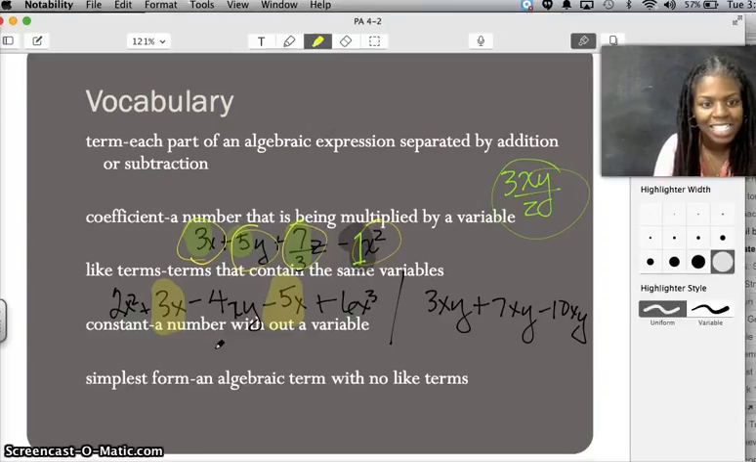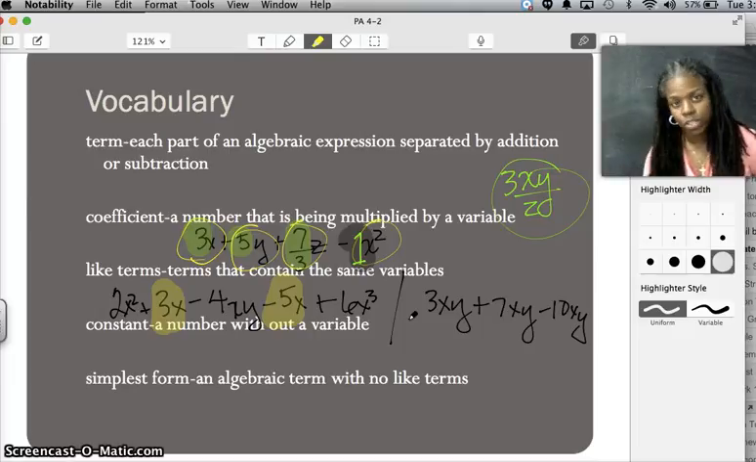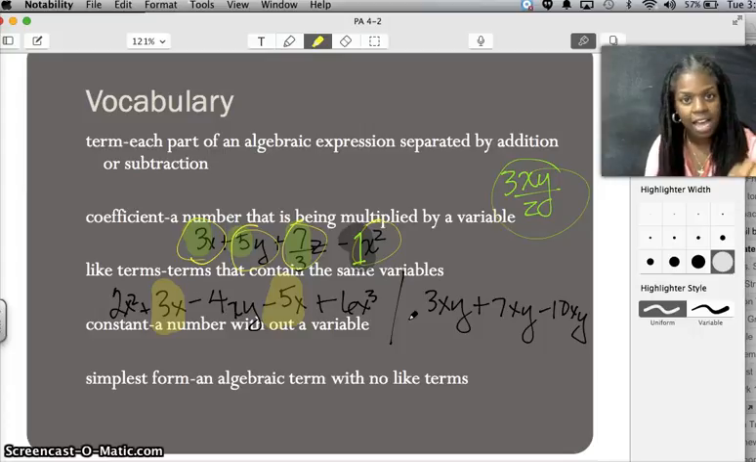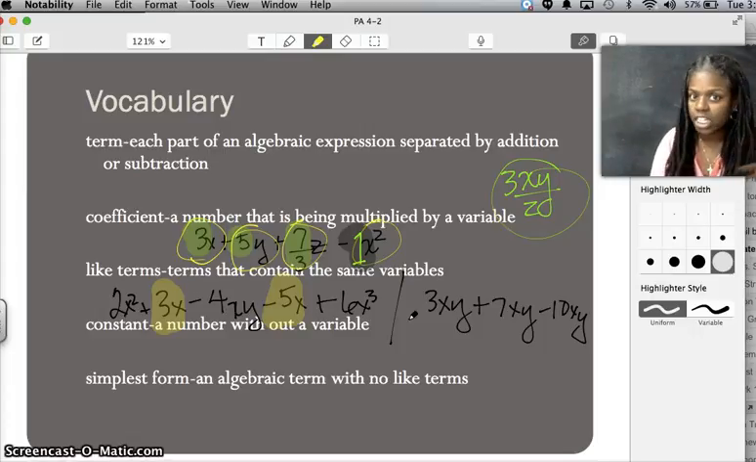All right, so constant is a number without a variable. So if you have a number sitting out there in the wilderness all alone, it's a constant. Let's think about the word constant for a second. Constant means it's the same all the time, right? Variable means it changes. So let's think about it in the context of mathematics.